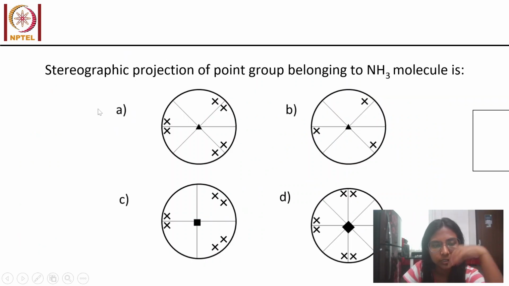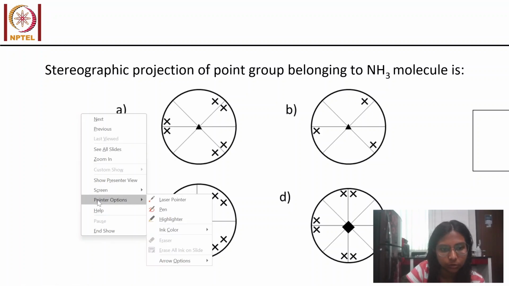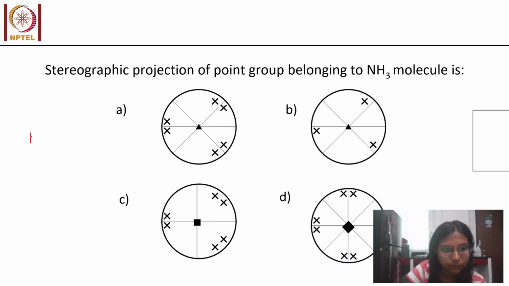So this was another question: what will be the stereographic projection of the point group belonging to the ammonia molecule? This is also a very interesting question. So what is the ammonia molecule? Let me first draw that. This is the molecule. We usually draw it with a lone pair here like this.